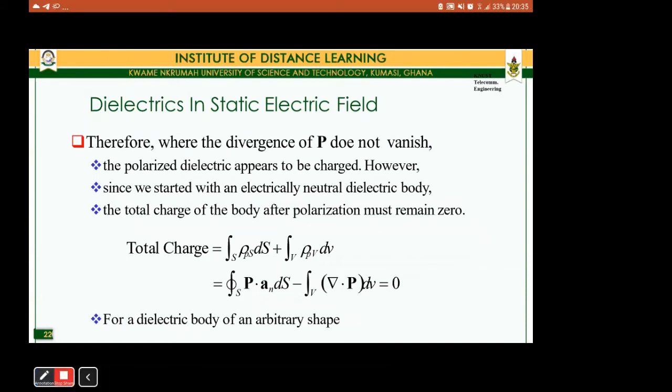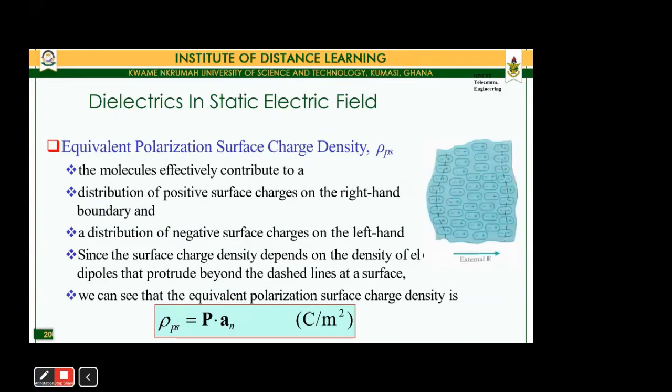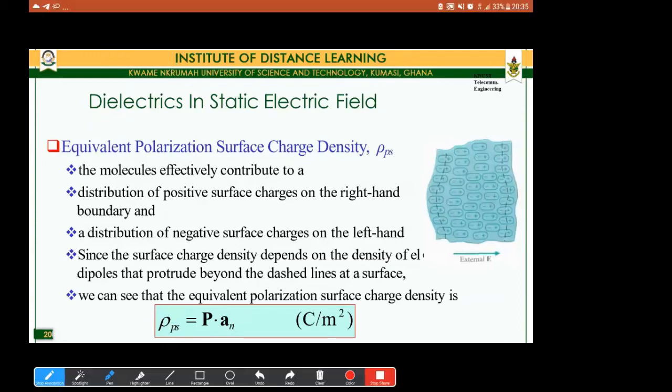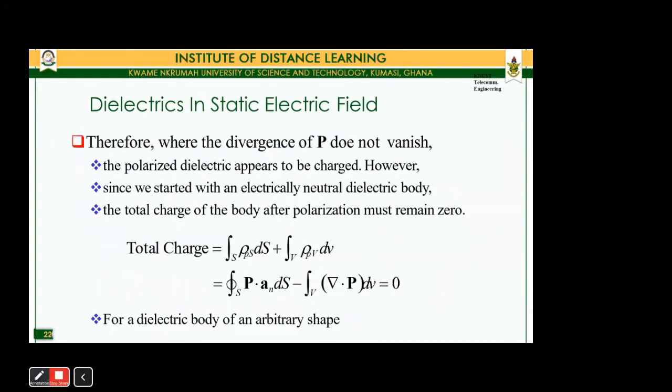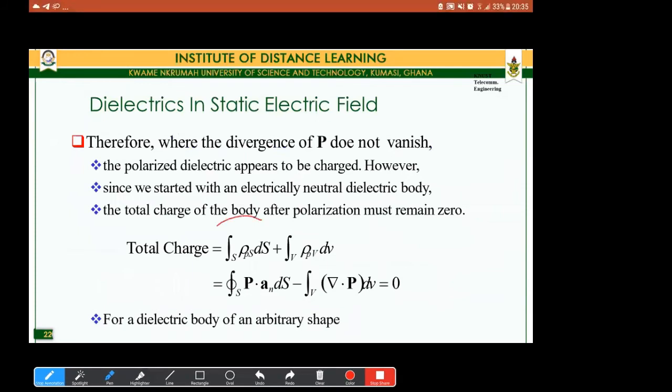Let me go back to the diagram so that we can understand this in context. We have two charges here. We have the charges that are on the surface. These charges on the surface, on either side of the material, give us the rho PS. And then we still have the dipole moments inside, and they give us the rho PV. So the total charge will be given by that due to rho PS and that due to rho PV. When you add them, you get the total charge. Remember that rho PS is the normal component of the polarization vector, and rho PV is the negative divergence of the polarization vector.